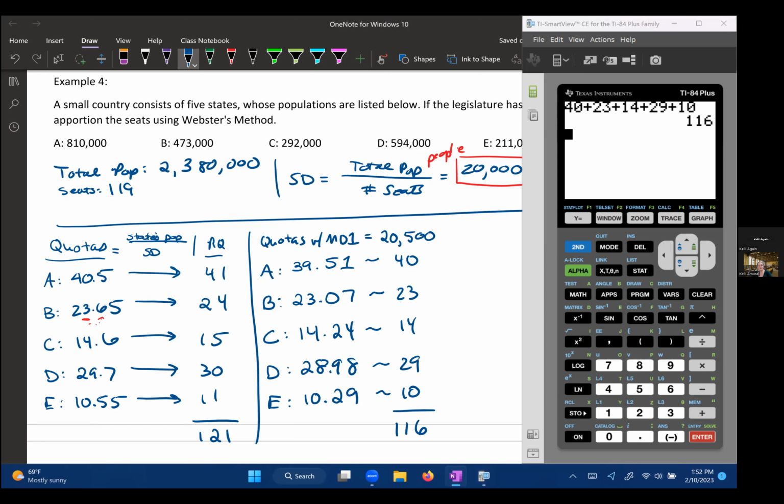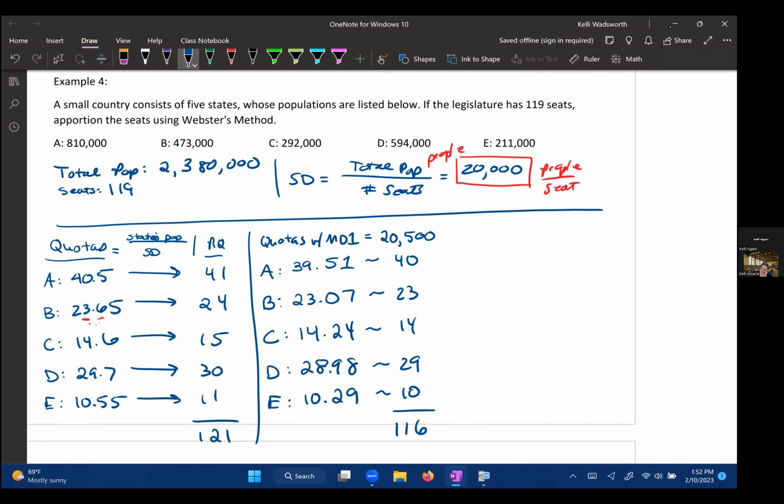Okay, so I increased my divisor too much. Right now, my quotas are too small with the conventional rounding. So we have to do it again. This is now going to be quotas with modified divisor 2. I need a divisor that's less than 20,500, but still more than 20,000. So let me go right in the middle, 20,250. What do you think? That seems reasonable.